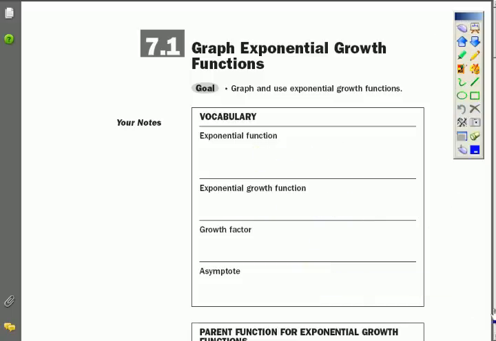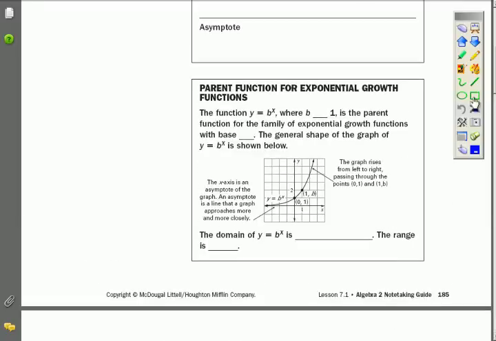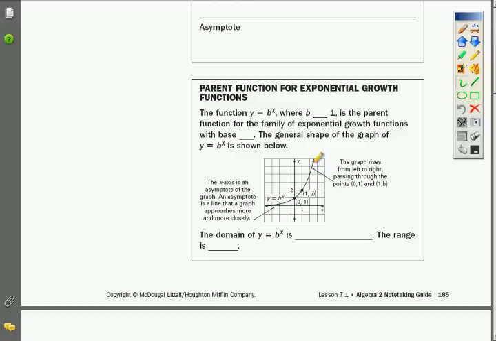So let's take a look at the parent function. We always refer back to that parent function as this is where things all begin. So the function y equals b to the x. We're not going to, a will be 1 in our situation, where b is greater than 0, is the parent function for the family of exponential growth functions with base b, of course.